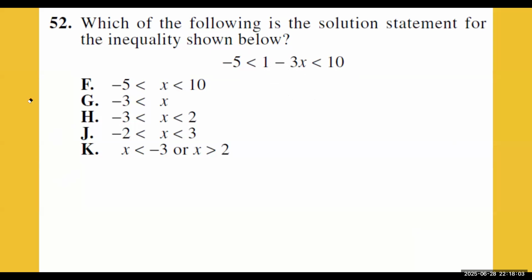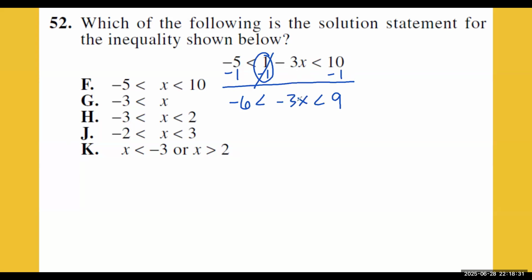easier it is. So the first step we have to do is subtract 1 because it is being added to this. It's a positive 1. When you subtract it, you have to do it to everything in the inequality. So this makes a 0 pair. -5 and -1 give me a -6. 10 minus 1 gives me a 9. I still have my symbols. I haven't done anything to those, and I still have -3x.